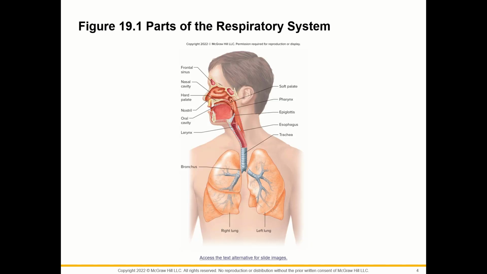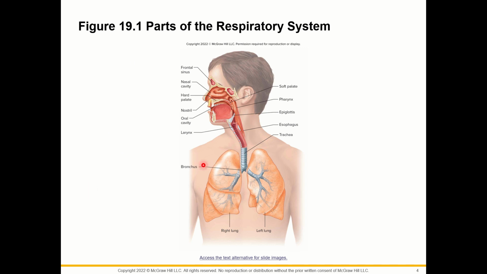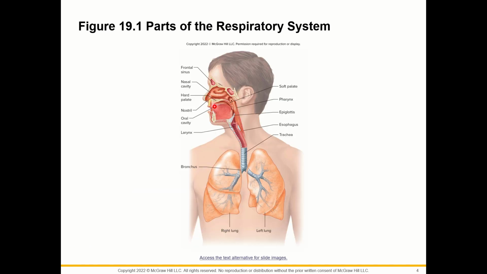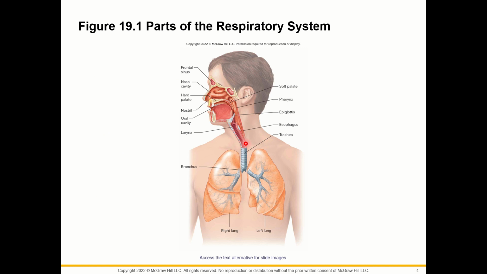This image shows the parts of the respiratory system. Note that the upper respiratory system, as mentioned here, goes all the way down to the larynx. So here's the nasal passages and the pharynx, and then the larynx will be right here in the voice box. The lower respiratory passage is the trachea, bronchial tree, and the lungs. And so here we see the trachea, the bronchi, and then the lungs.